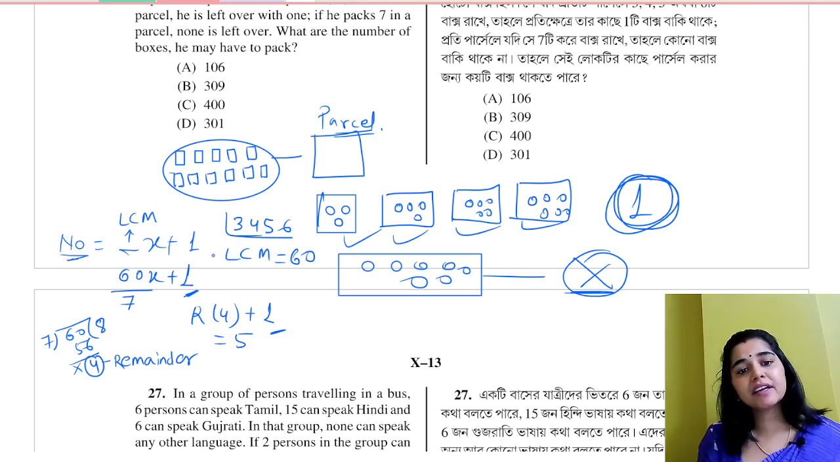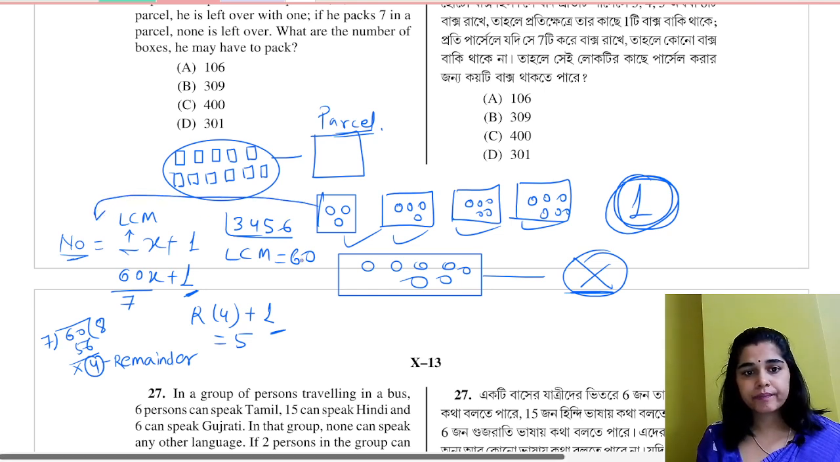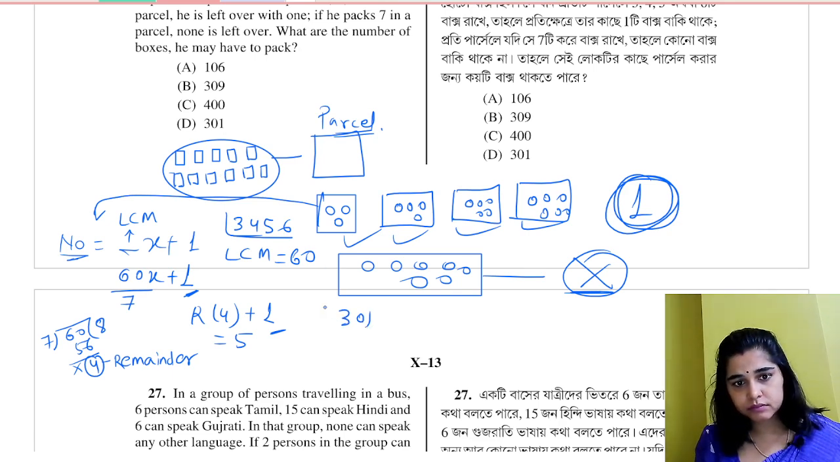Because we have taken this portion. So let's see 301 divided by 5. 5 times 7 is 35, 5 times 6 is 30, so the remainder is 1. So the answer will be this.